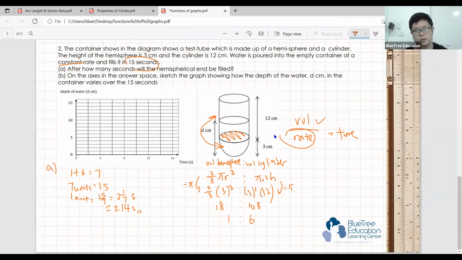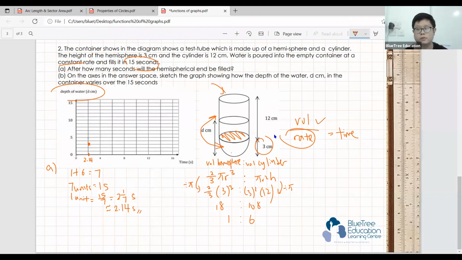Then next we have to sketch the depth of water. We know that after 2.14 seconds, the hemisphere part is going to fill up, right? So the first marking is, of course, when we fill in the water, it will start to fill from the bottom. So the first thing you have to label is the hemisphere itself. Just an estimate will do, since it's not an exact value. Take it as 2.14 here. When you finish filling up the hemisphere, this means your depth, not the volume, is 3 centimeters. So make sure it hits the height of 3 centimeters, somewhere here.